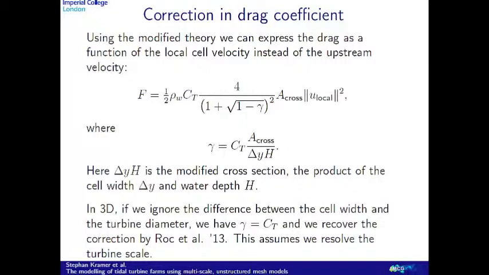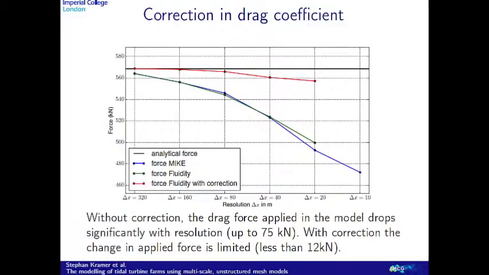Okay, so then finally I show here in this graph what the force is that is applied by Fluidity. As I said, because the velocity is computed from that local velocity, the force is going to drop significantly if you come close to the turbine scale. However, if you apply our correction, then that drop is significantly less and stays within the 2-3%. So that's the main idea.